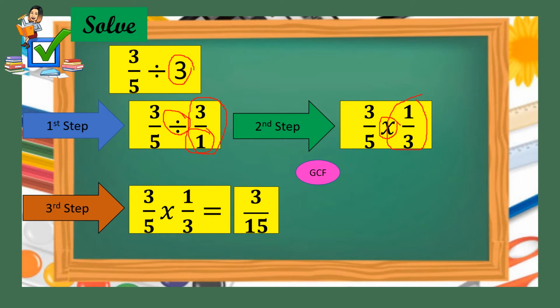Hanap kayo ng pwedeng i-divide sa 3 na pwede ding i-divide sa 15. Okay, so the GCF is 3. So we need to divide it. 3 divided by 3 and 15 divided by 3 equals 1/5. So the 3 friends have 1/5 each.